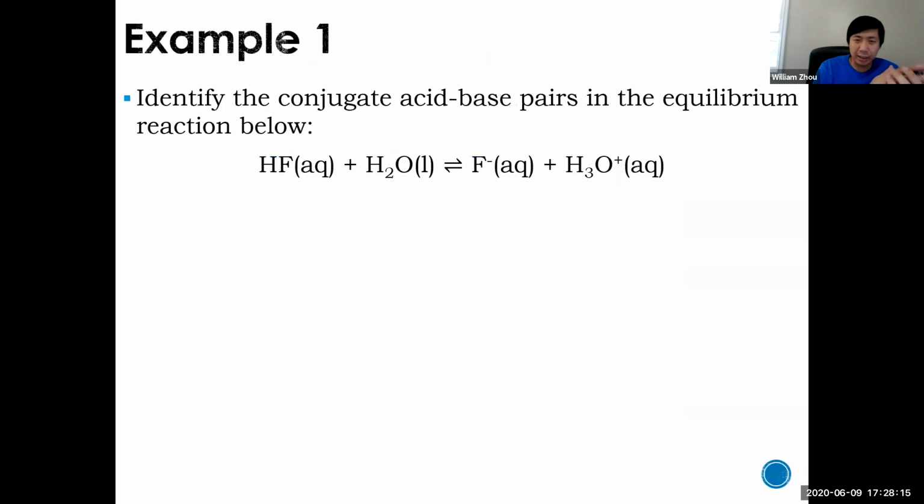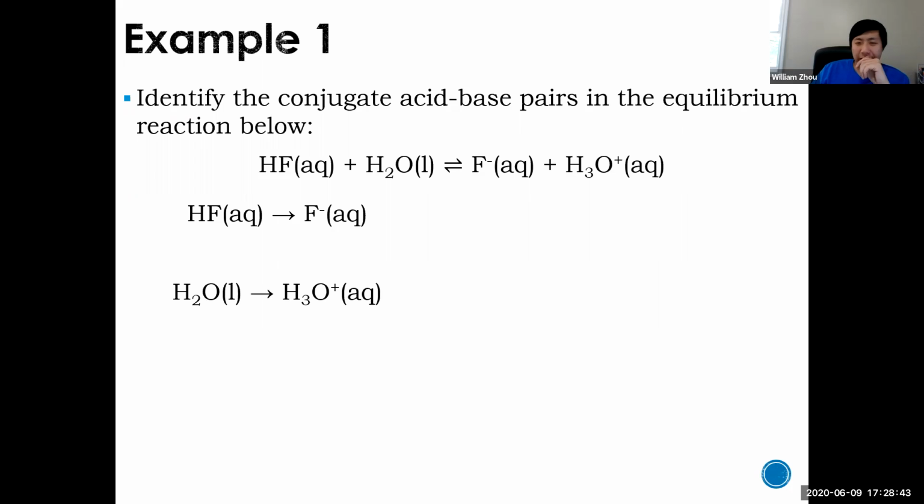All right, so let's identify conjugate acid-base pairs in a reaction. I'll do example 1 with you, and then I'll have you do example 2. You have HF plus water, you have F minus and H3O plus. Identify the conjugate acid-base pairs. So find everything that is similar. HF and F minus, they're very similar. They differ by a proton. And water and H3O plus, they differ by a proton. So they must be conjugate acid-base pairs.